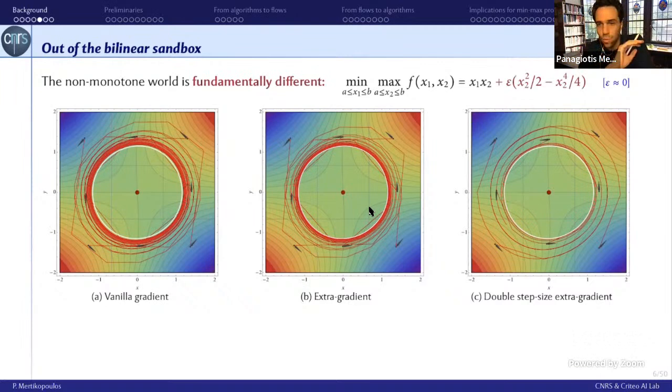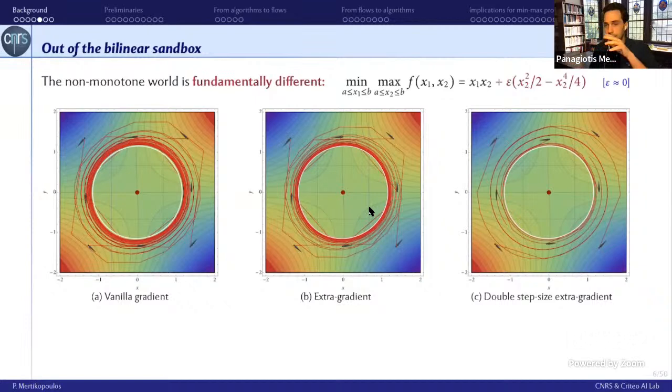And what happens is that, even in the deterministic case, instead of having a difference between the divergent gradient method and the convergent extra gradient, optimistic gradient, or double step size extra gradient method, if you just consider a slightly perturbed game, then all convergence bets are off. All these algorithms, you can show, converge to an attracting limit cycle, which is a universal trap for all these algorithms.